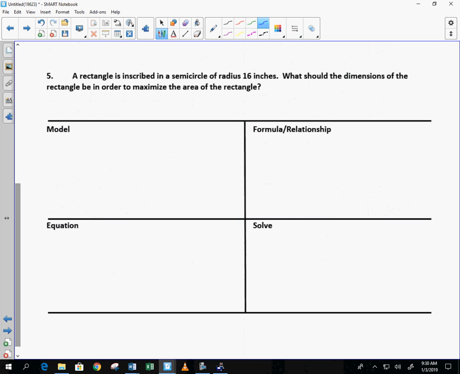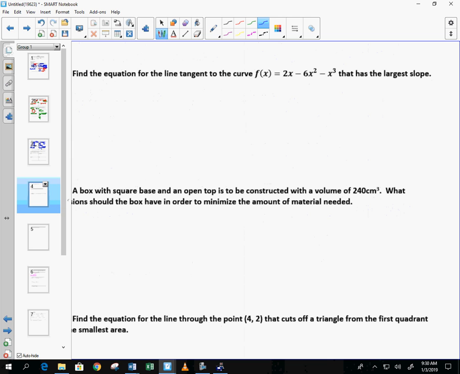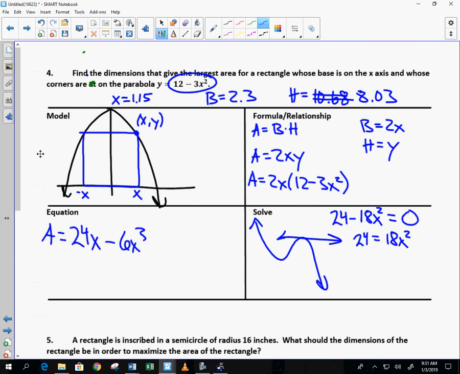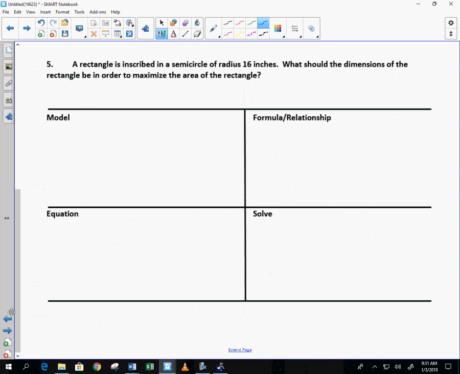Okay, let's do one more together, and then we'll call it a day. And tomorrow we'll get to problems we haven't done together before. Okay? What? For tomorrow? I don't think that tomorrow is very scary. A rectangle is inscribed in a semicircle of radius 16 inches.